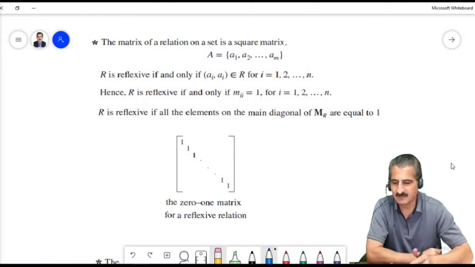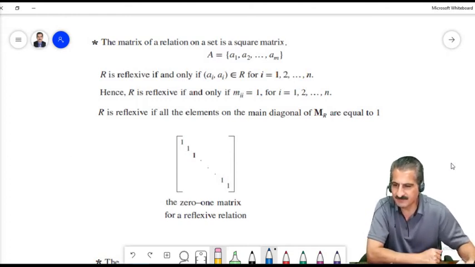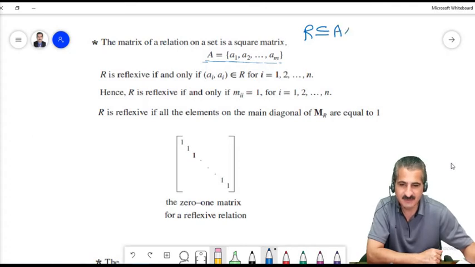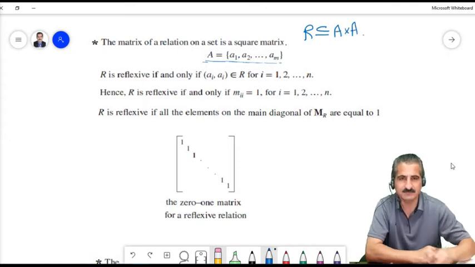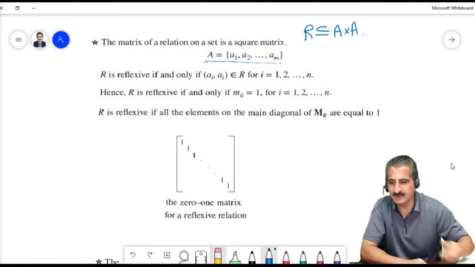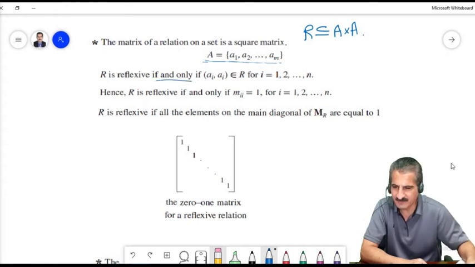Okay, we will see. So the matrix of a relation on a set is reflexive. So now we are saying here we are taking a relation on a set itself, from a set to itself. So it is a subset of A cross A. So this relation is reflexive if and only if a_i is related to itself, to a_i, for i equals 1 to n. That means m_ii is 1.